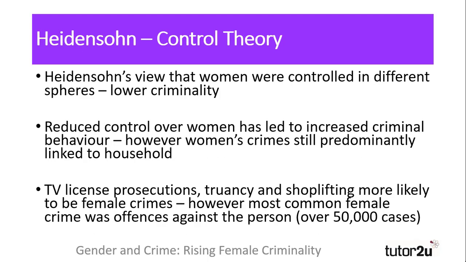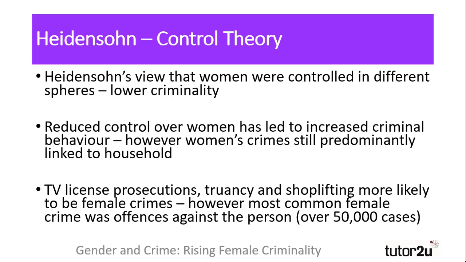A second application is that of Heidensohn's control theory. Like Carlen, Heidensohn suggested that the excessive controls on women forced them into socially desirable behaviours and limited their opportunities for criminality. Being controlled through work, home and in the public sphere was the norm at the time of Heidensohn's work, but changes in society have led to those controls being reduced. However, when examining the types of crimes that women commit, the most likely crimes for women to commit were linked to the home and making provision for the family.